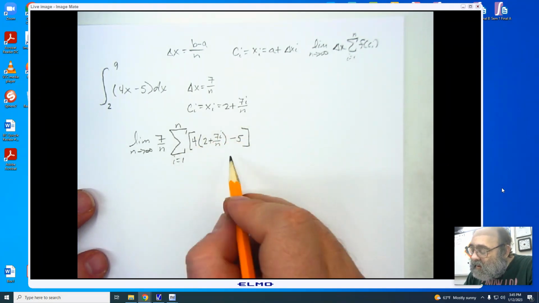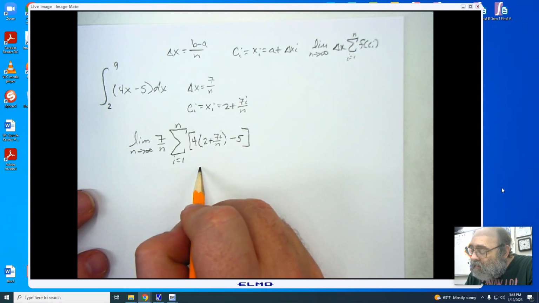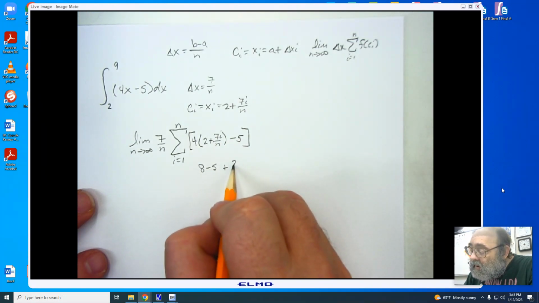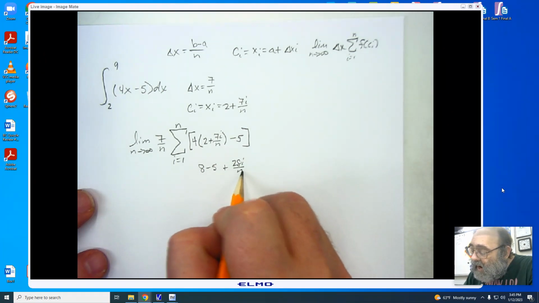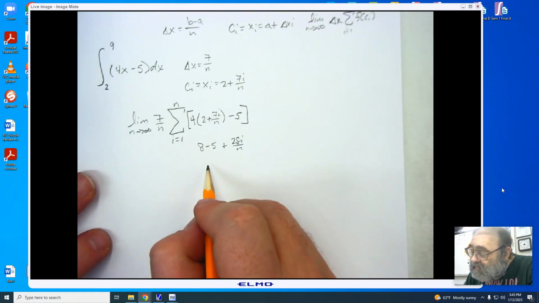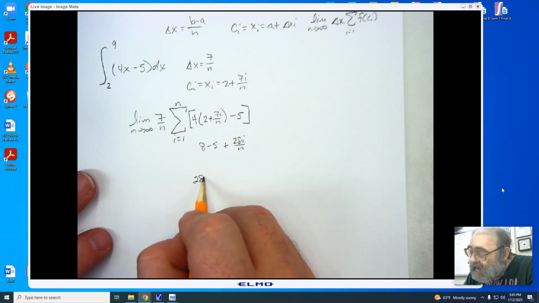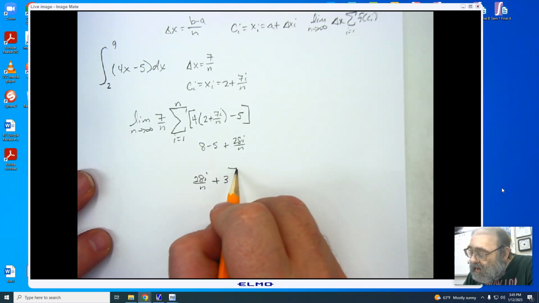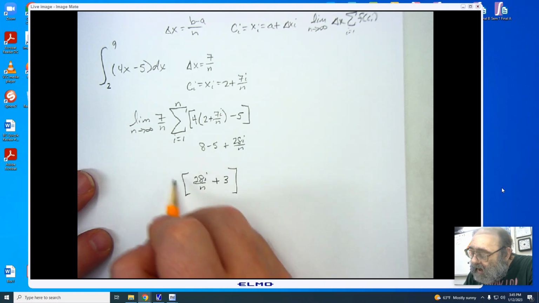So this is what we're going to simplify. I'm going to do it right down below: 8 minus 5 plus 28i over n. This leaves me with 28i over n plus 3. And I'm writing it in standard form to make my life easier.